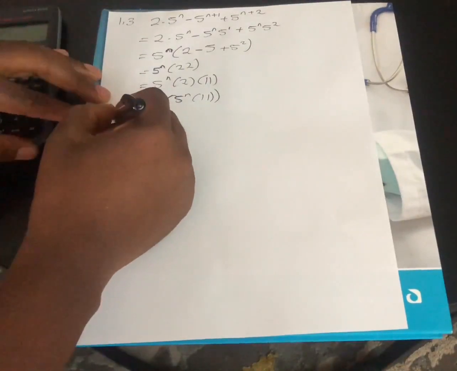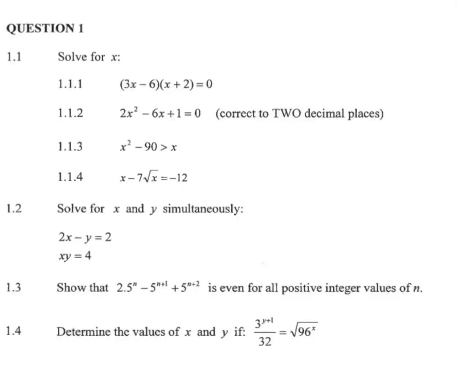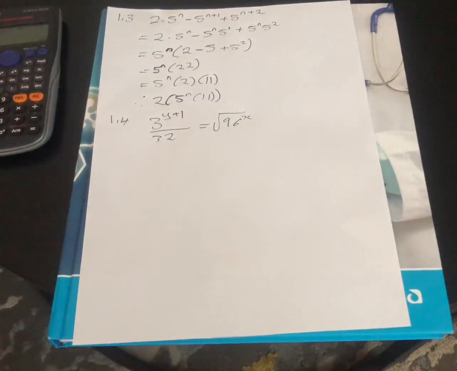Then the last one is 1.4. If you look at 1.4 here, it says determine the values of x and y simultaneously if 3 to the power y plus 1 over 32 is equal to the square root of 96 to the power x. So this is very much easy and it's an interesting question.